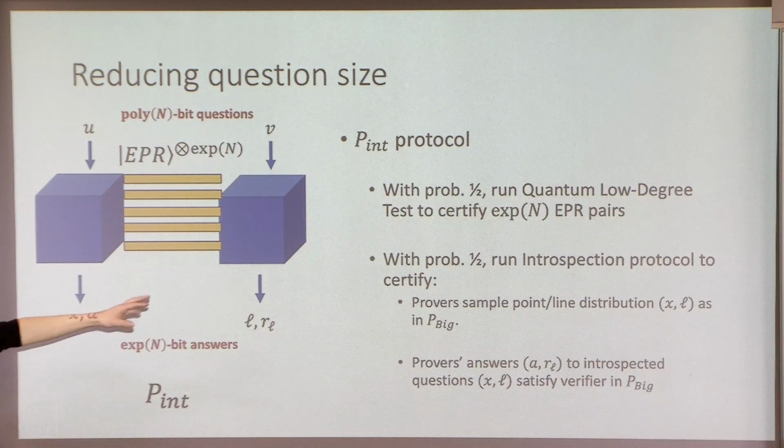And then with probability half, you're going to run this introspection protocol. You run some interesting procedure to ask the provers to sample from this point and line distribution, the same distribution as occurred in the original P big. And then you say, well, once you've sampled these questions, answer those questions.